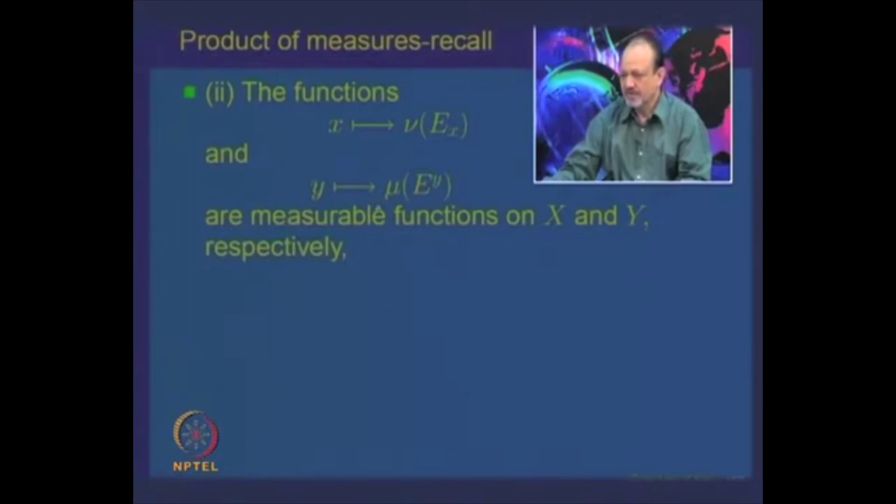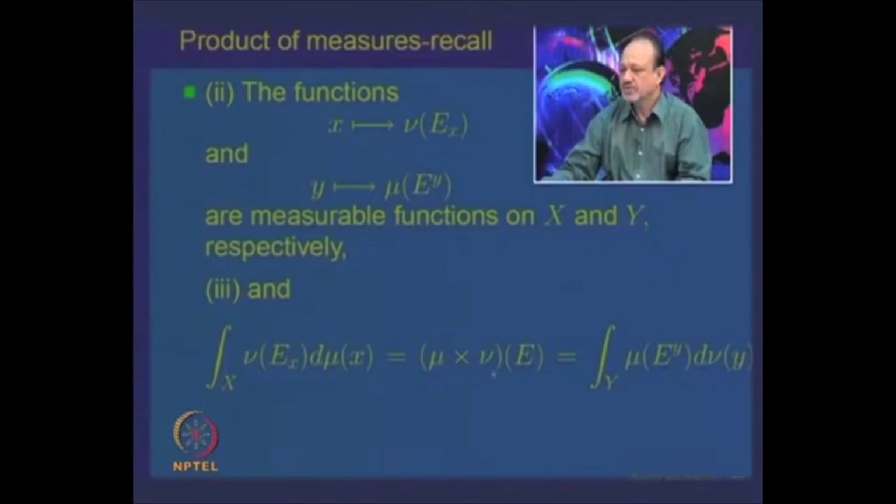So, these two we had proved, and we wanted to prove finally the third one, that if we integrate these functions with respect to mu and with respect to nu, these are non-negative measurable functions, and we can integrate them. So, the claim is that the integral of nu of E_x d mu(x) is the same as the product measure mu cross nu of E, and it is the same as the integral of the y section with respect to y. So, this is the step we were trying to prove in the previous lecture.